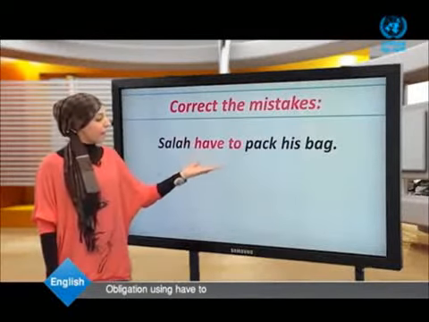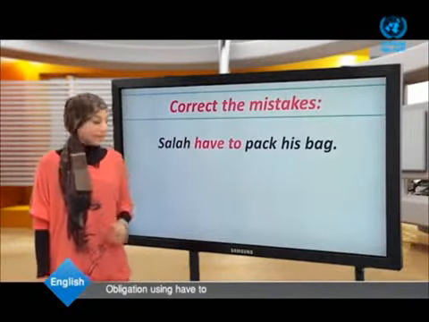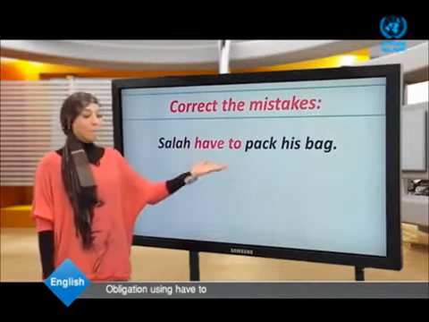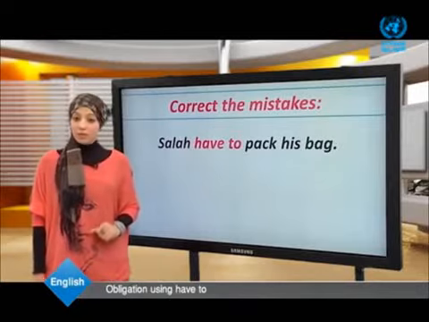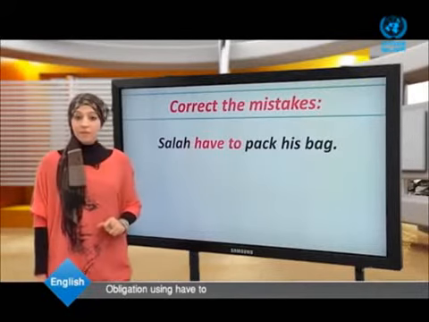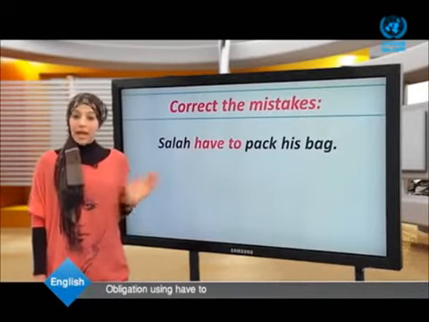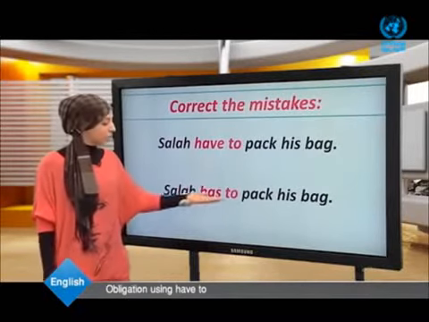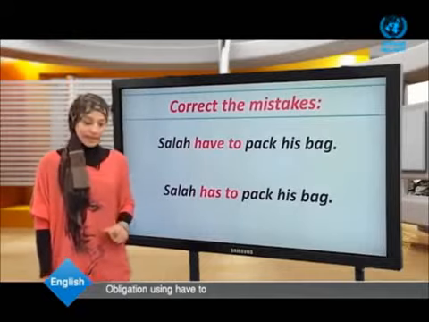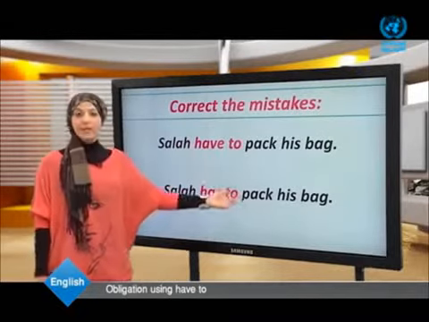Salah have to pack his bag. Again, Salah have to pack his bag. Notice here, Salah, it's a singular subject. Here we have have. Is it okay to use have? Of course not. Salah has to pack his bag. Again, Salah has to pack his bag.